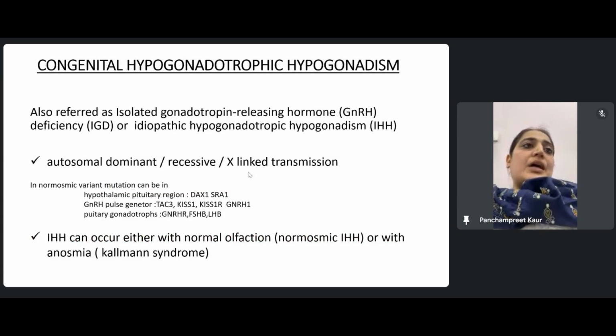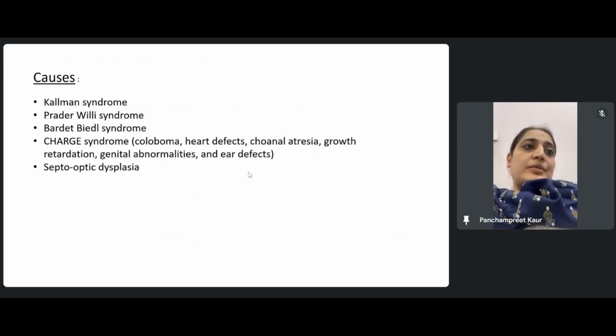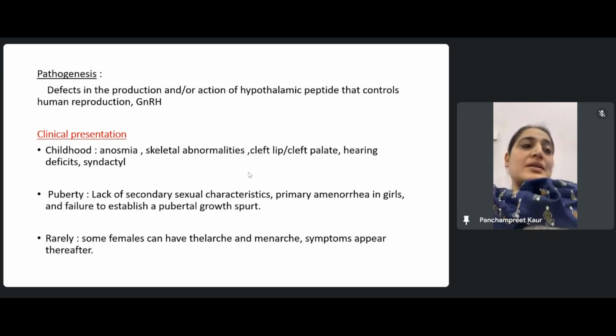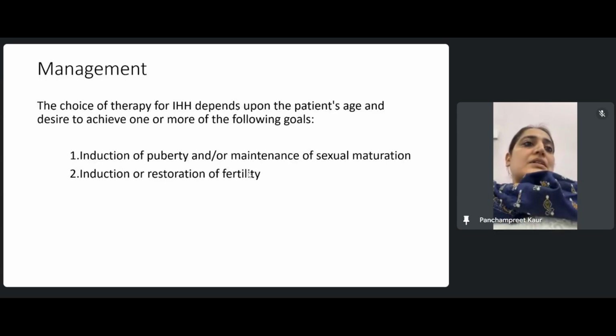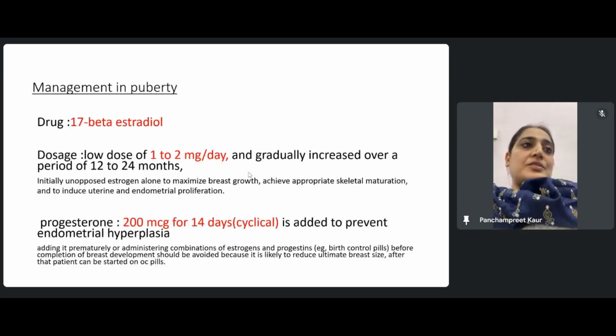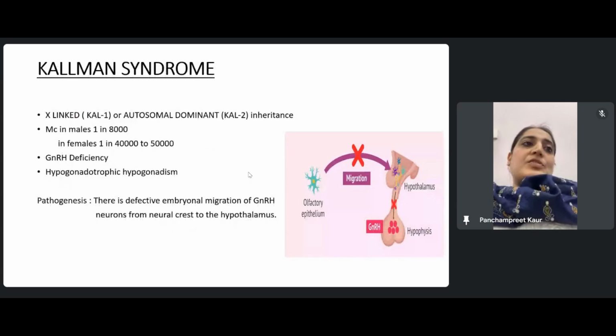Then the congenital hypogonadotropic hypogonadism. It is autosomal dominant, and it can be either with normal olfaction or with anosmia in cases of Kallmann syndrome. These all are the different syndromes. We need a multidisciplinary approach to manage these cases. The child might present with anosmia, skeletal abnormalities, lack of secondary sexual characters, and primary amenorrhea in girls, as discussed. Rarely some females can have thelarche and menarche, and symptoms appear thereafter. The management is induction of puberty and maintenance of sexual maturation, and depends on the patient's age. And we might have to give estradiol or progesterone in the last 10 days to prevent endometrial hyperplasia.